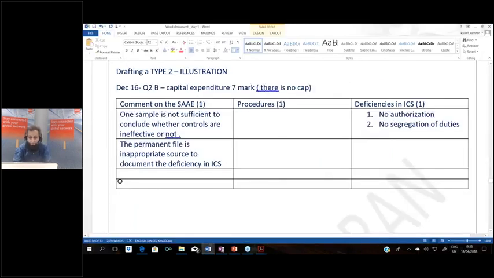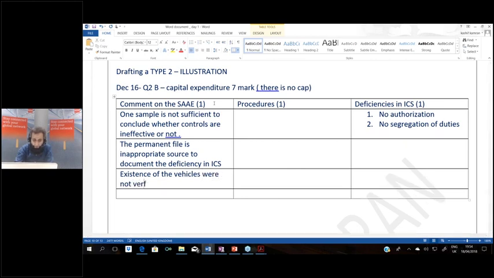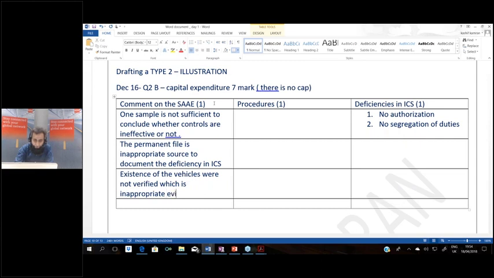What insufficient evidence? Existence of the vehicles were not verified, which is inappropriate evidence. I should test the right assertion, right?